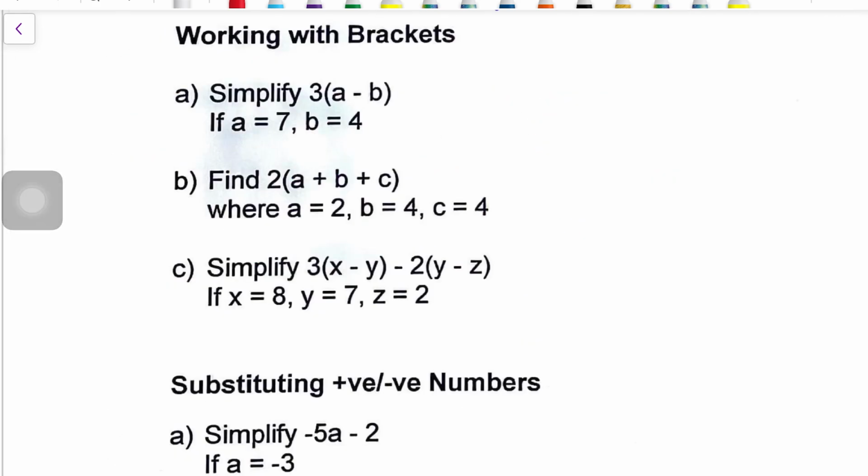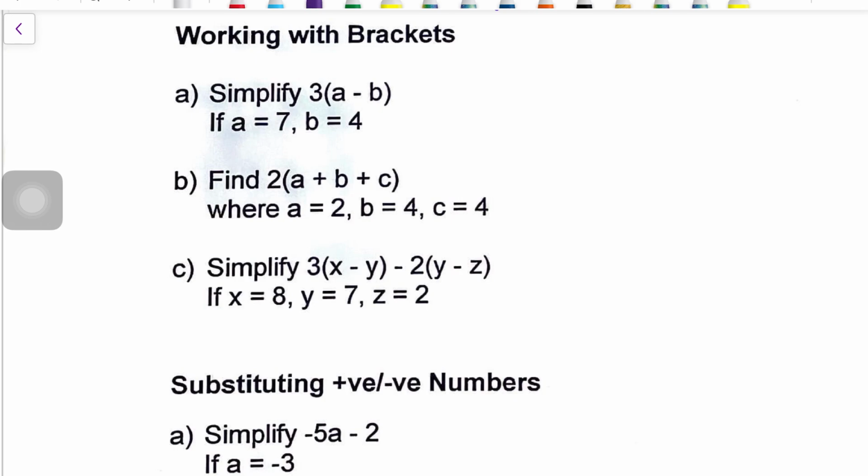Alright, let's continue working with brackets here. Part A, track with me. Simplify 3 times, even though there's no times sign there, it's implied. When you have a number in front of the brackets, it means that there are 3 times of A minus B, 3 lots of A minus B. And if A is 7, B is 4, what is the answer?